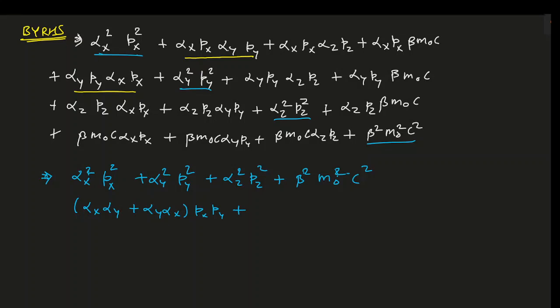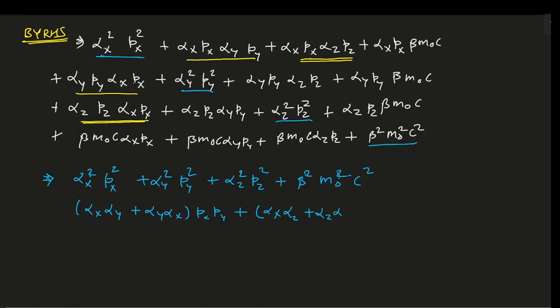Similarly, does any other term have this? This has p x comma p z. Does any other term have p x comma p z? Yes, this term has p x comma p z also. So you can take the p x comma p z common and you will be left with alpha x alpha z plus alpha z alpha x, times p x p z. Fine. You will be saying why we are not just adding these two. We can't do that. We don't know the nature of alpha x, alpha z right now. We are trying to discover the nature, so you can't do that with them.